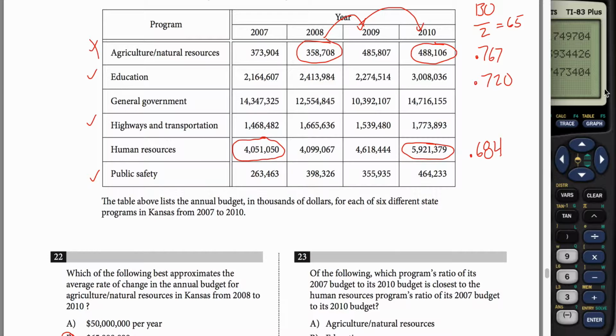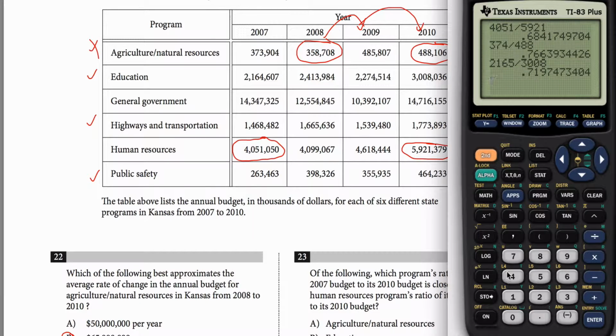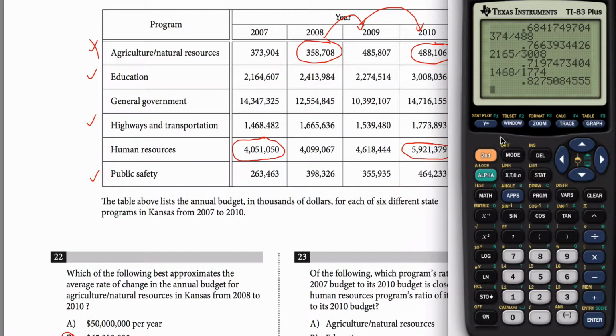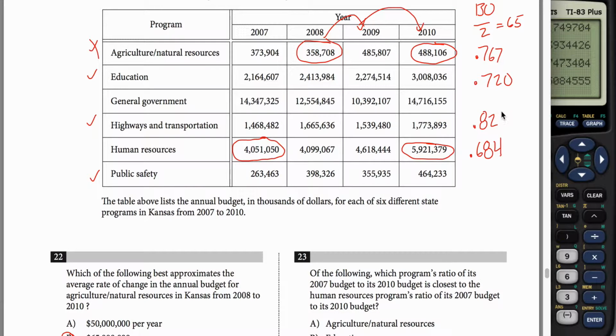What about highways? I got 1468, and I want to divide that by 1774. And I get 0.82. Yeah, that's nowhere near 0.828, I guess. I probably didn't even need to calculate that, right? 14 divided by 17, that's no way that's only 0.60. I mean, this number is so close to this number, percentage-wise, that there's no way it has the same change as those guys. Okay, I already calculated it.